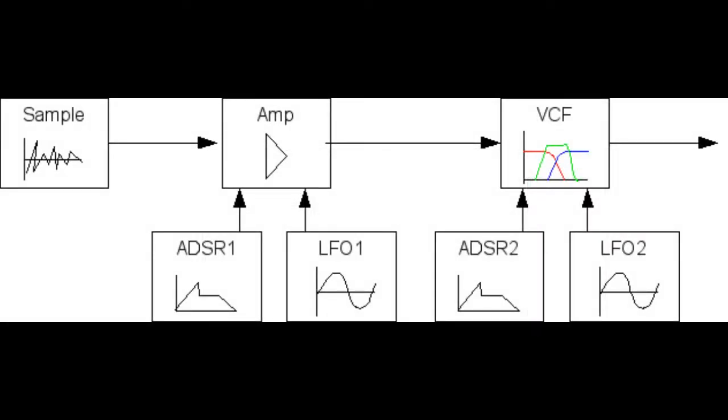So when a sample gets amplified, it is first addressed by the ADSR envelope and the low frequency oscillator modulation, and then sent to the voltage controlled filters, where it is again addressed by the ADSR and the low frequency oscillator.